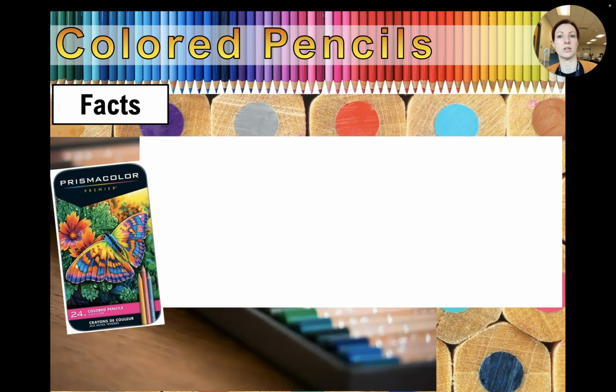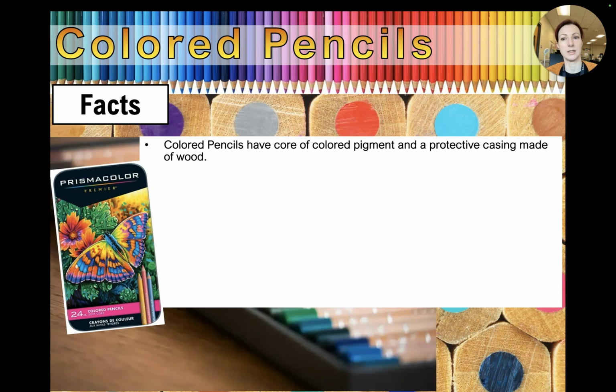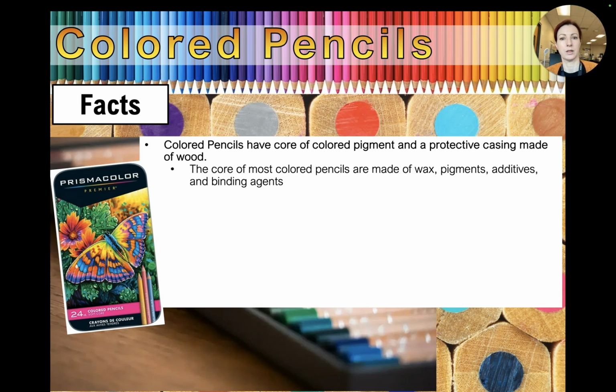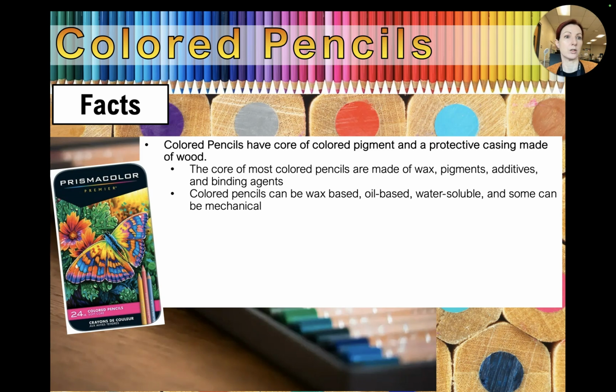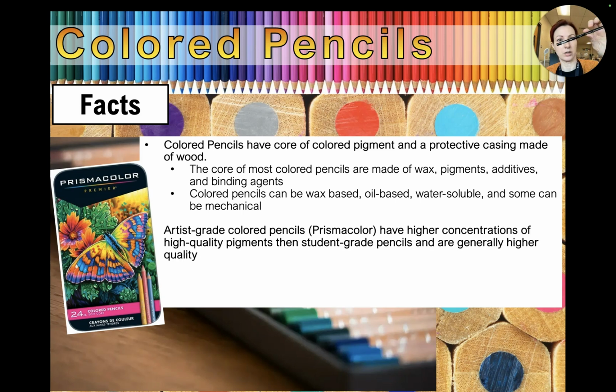So let's switch gears and talk a little bit about color pencils. They have a core of color pigment and a protective casing made of wood, like right here. The core of most of these is made of wax, pigments, additives, and binding agents. They can be wax-based, oil-based, water-soluble, which would be a watercolor pencil. Some can be mechanical. So artist grade color pencils, and we're going to use the Prismacolor brand, have higher concentrations of high quality pigments versus student grade pencils, which generally don't blend as well since they have more filler in them. So we're going to be using these because they are higher quality.